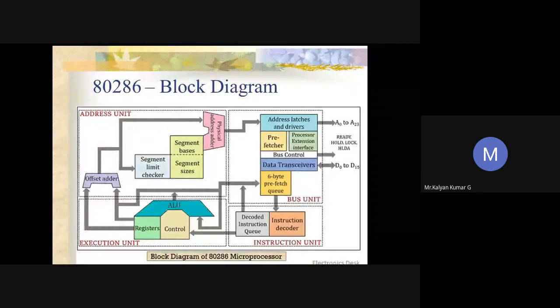Just have an overview. What are the different units we have in 80286? Just look at this block diagram, and then you can see what units are available.